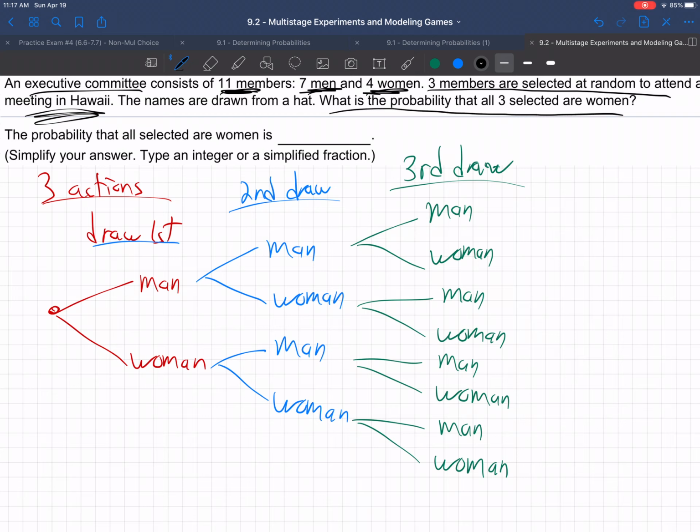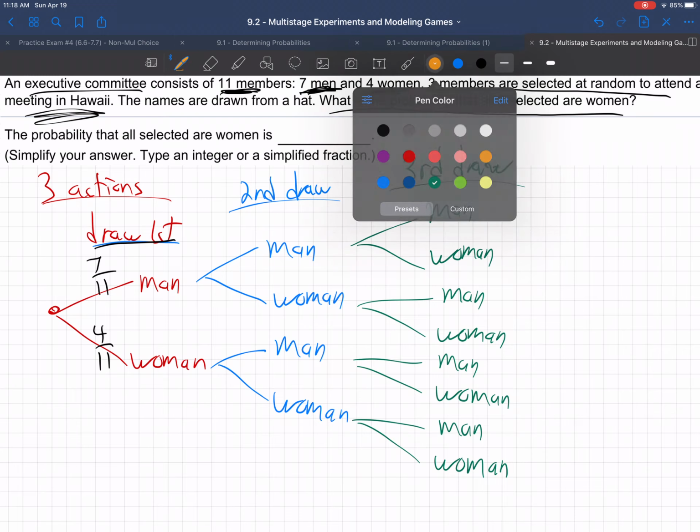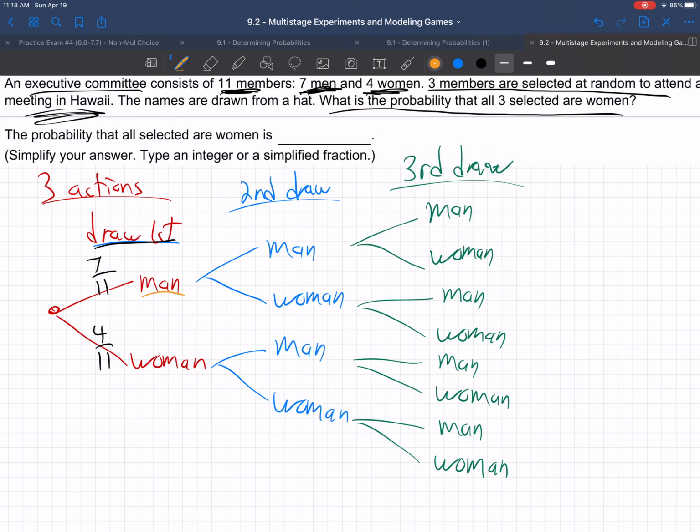Well, the first draw, there's 7 men in there. So the chance you're going to get a man on the first draw is 7 out of 11. Woman is 4 out of 11 on the first draw. When you first reach in the hat, there's 7 men, 4 women. Then when you reach in the hat the second time, now if you go this way up here, that means you got a man out of the hat.